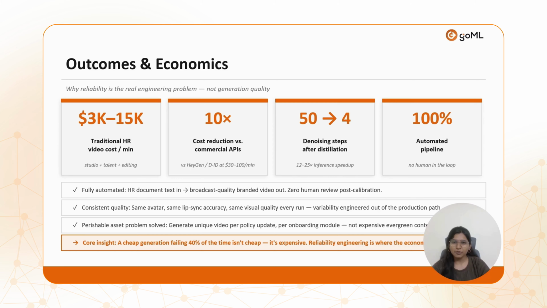But the most important outcome isn't cost per video, it's reliability. The entire engineering effort, parameter locking, cascade chunking, handoff frame selection, memory management, was fundamentally about making the success rate high enough that the economics hold in production. A generation pipeline failing 40% of the time isn't cheap. It's infinitely expensive because you can't run it unsupervised.